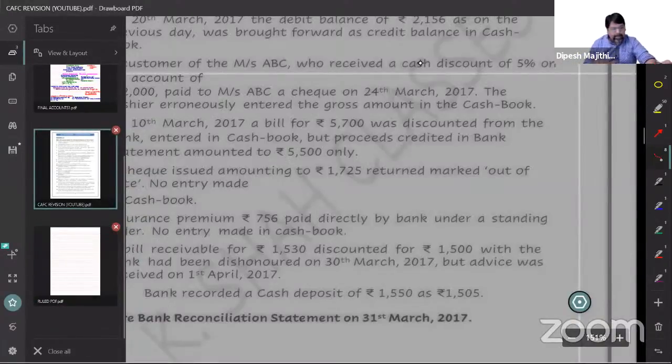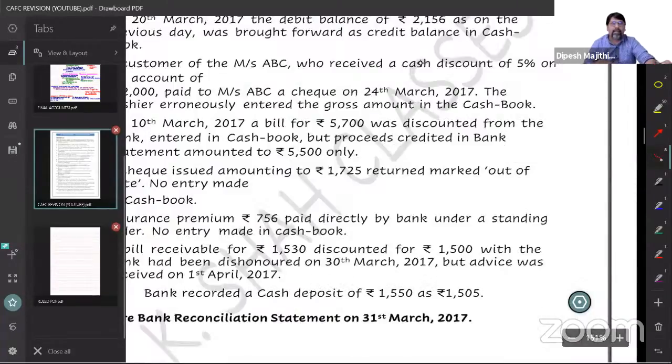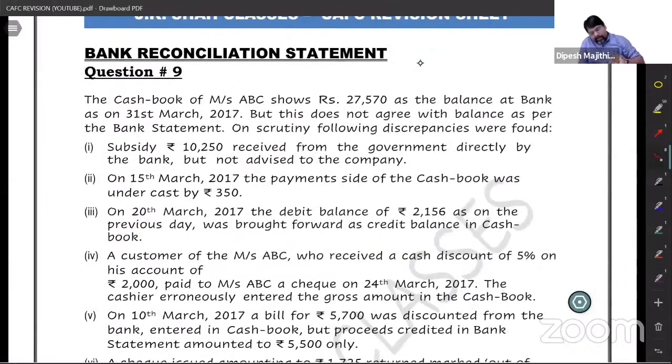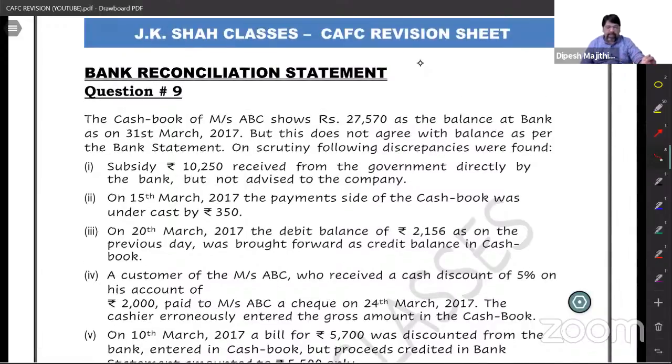Can you see this question? It is on page number 8, question number 9. Correct? Now, chartered, let's start. The cash book of Messrs. A, B, C shows 27,570 as balance at the bank as on 31st of March 2017. So year end is 31st of March 2017.